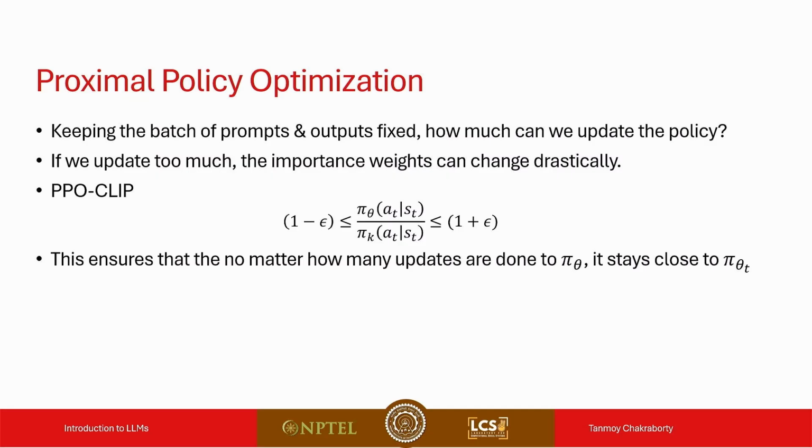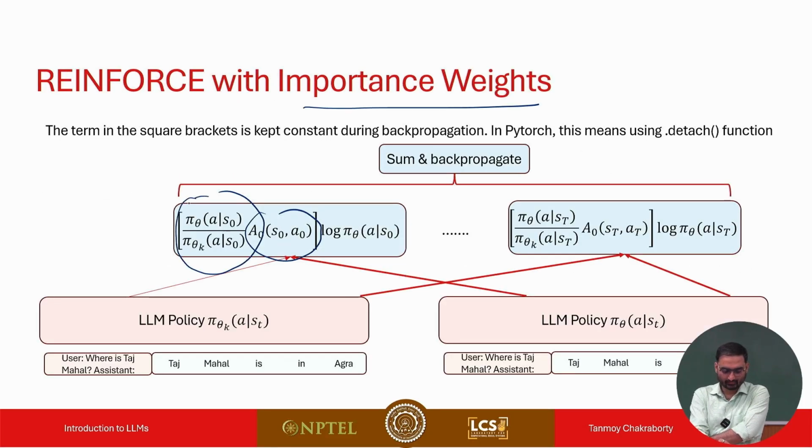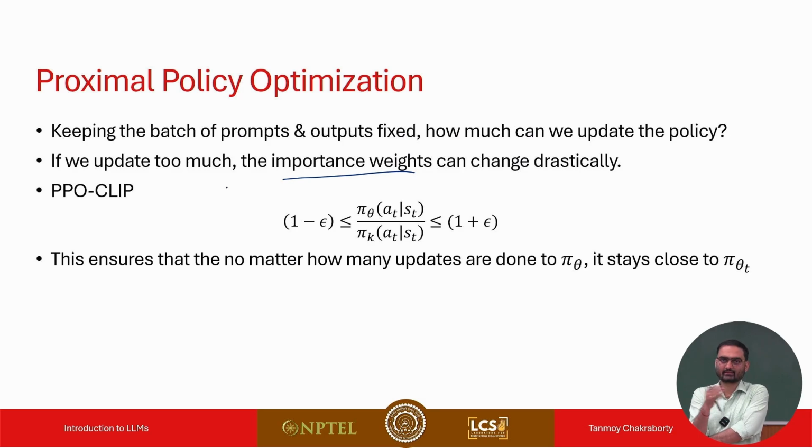In PPO, proximal policy optimization, it turned out that these importance weights can change drastically. If you do this for a specific batch of prompts and some fixed output, you will see a major change in the importance weight values. So we can bound it between 1 minus epsilon and 1 plus epsilon. It's called PPO-CLIP.